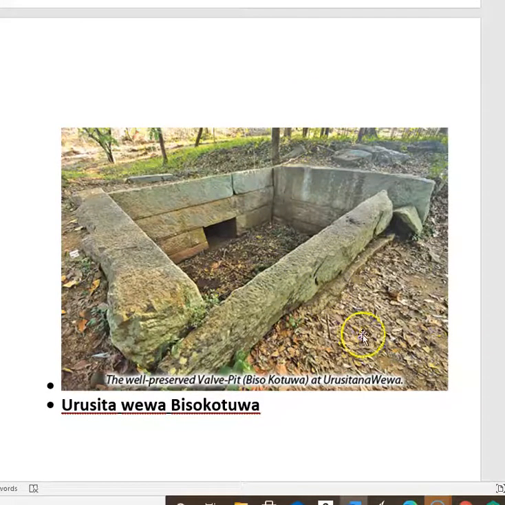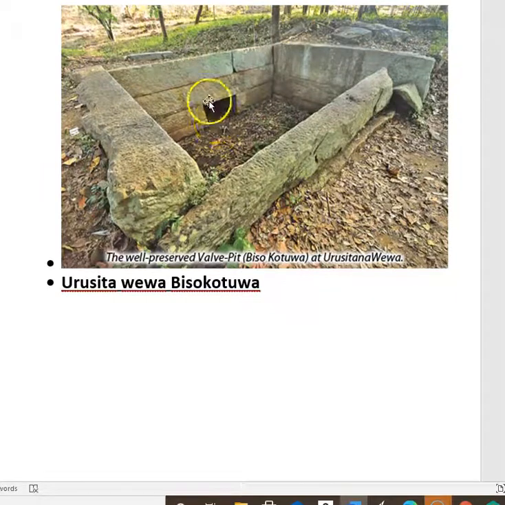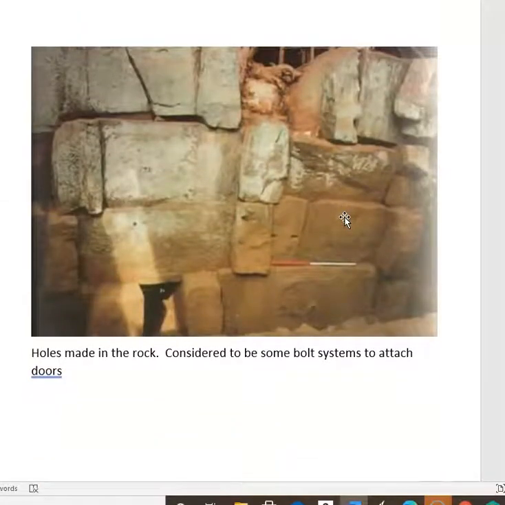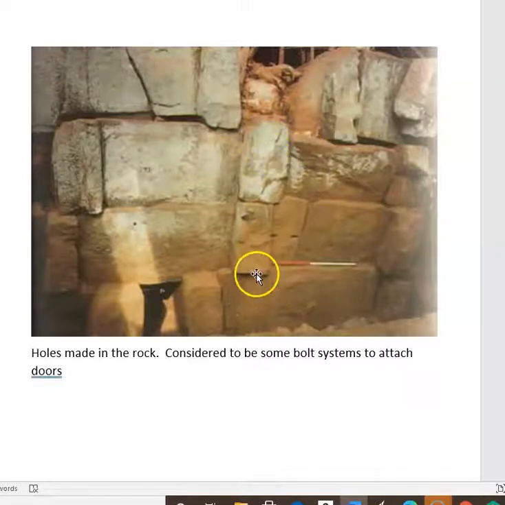So there's a conduit underneath here, and the water would come through the conduit and go from there. And this is the Urusitawa Bisokotuwa, and this is another one. And here you could see some holes cut in the rock that we believe they could have had some kind of wooden doors in these Bisokotuwas, so the wooden door could be lifted up and down to control the flow volume.